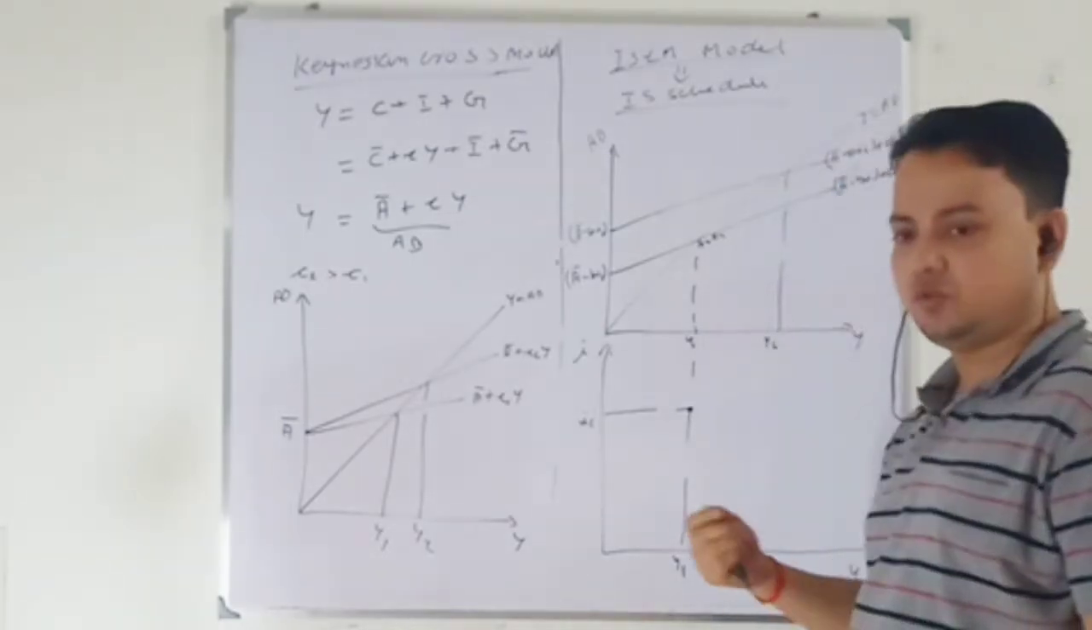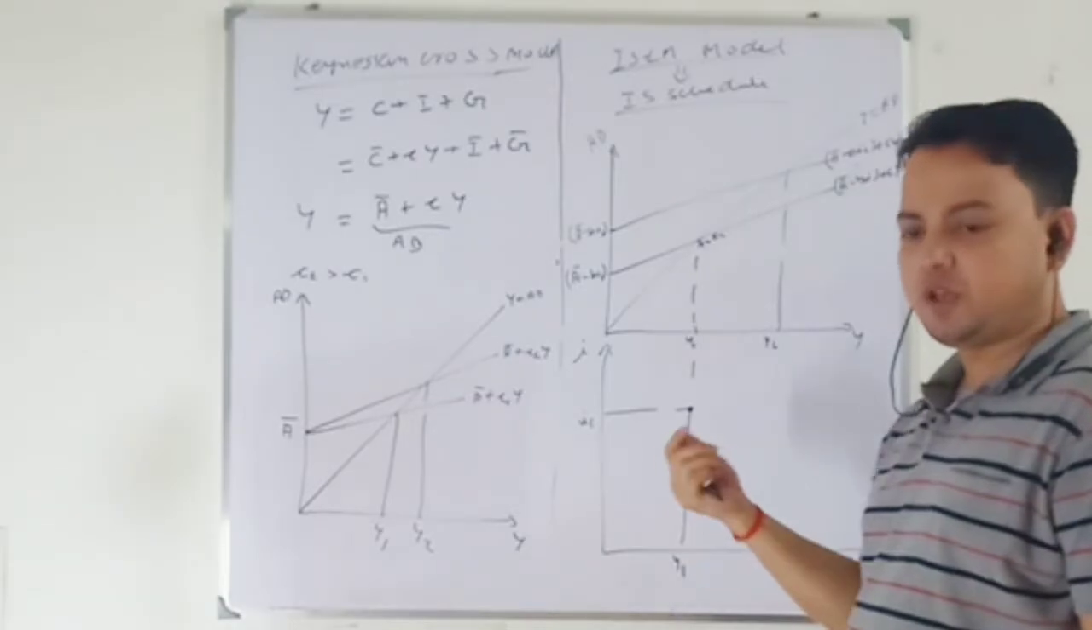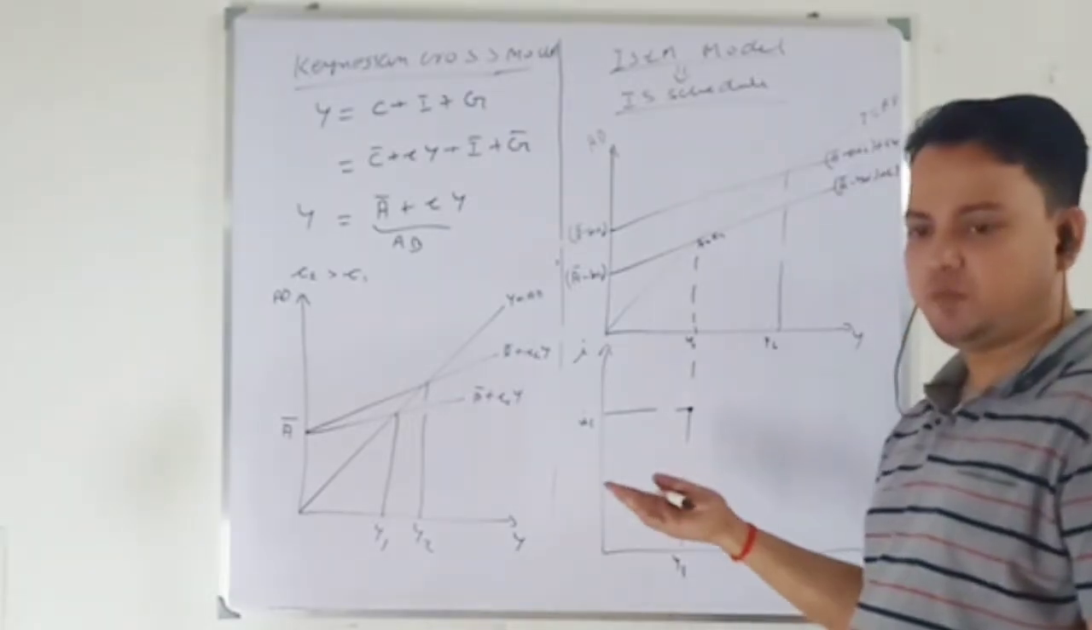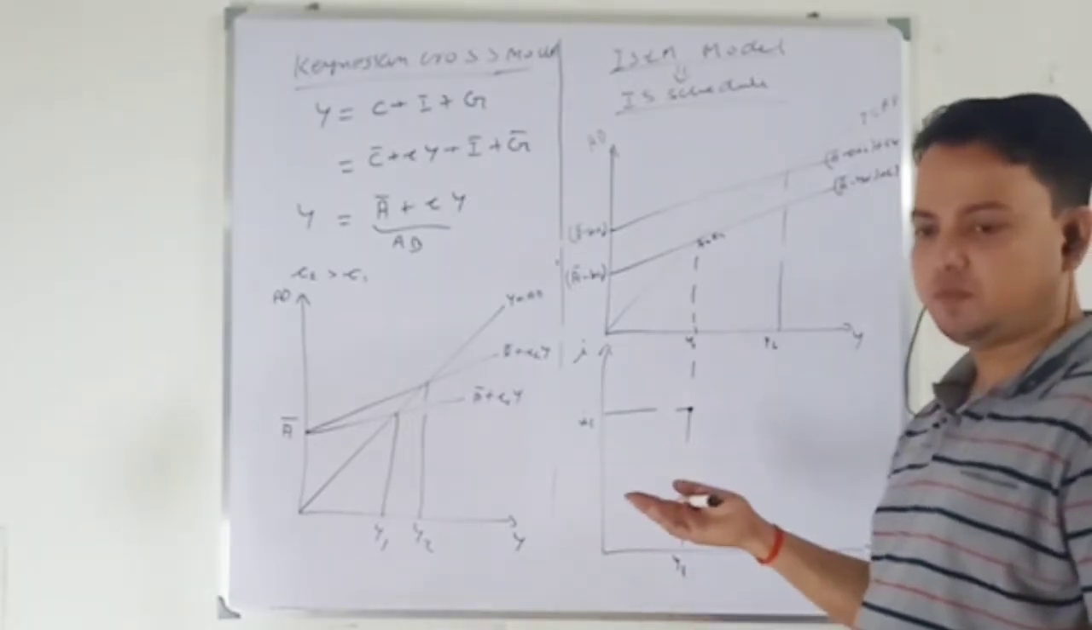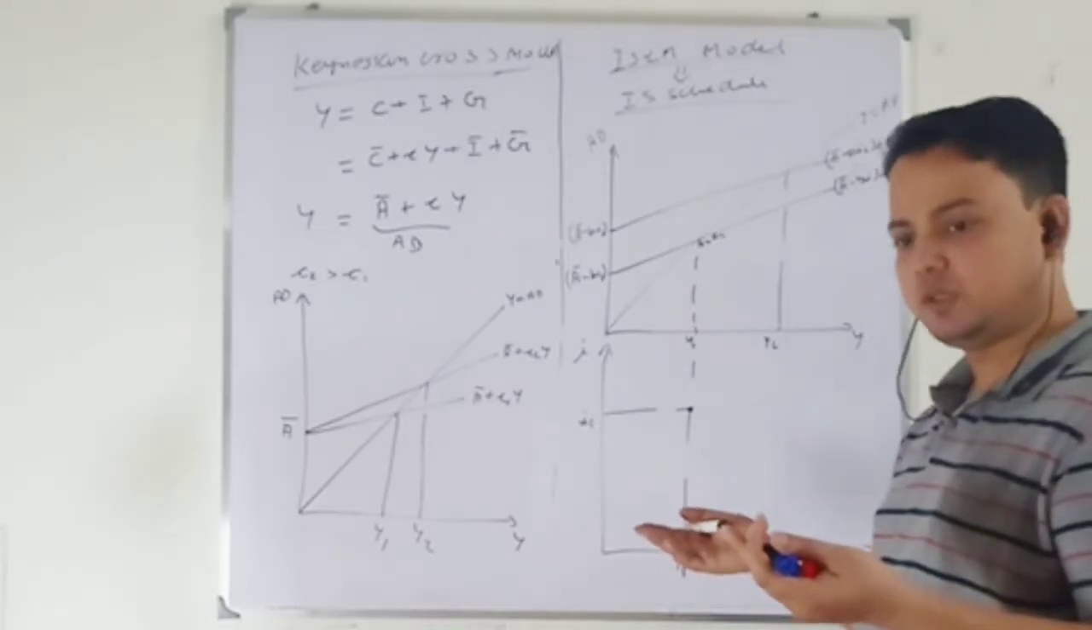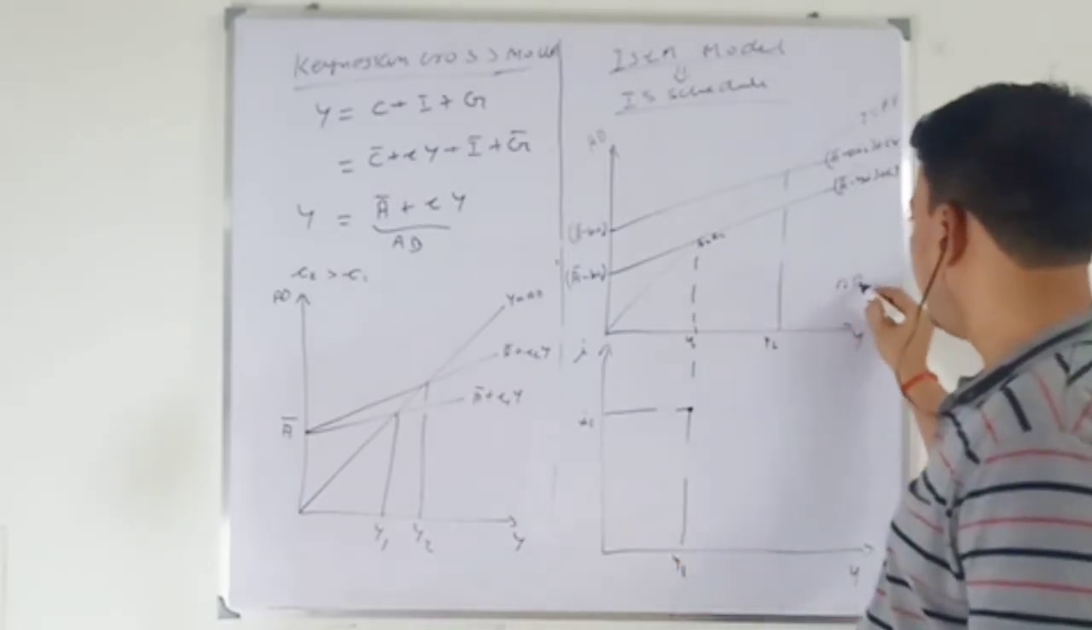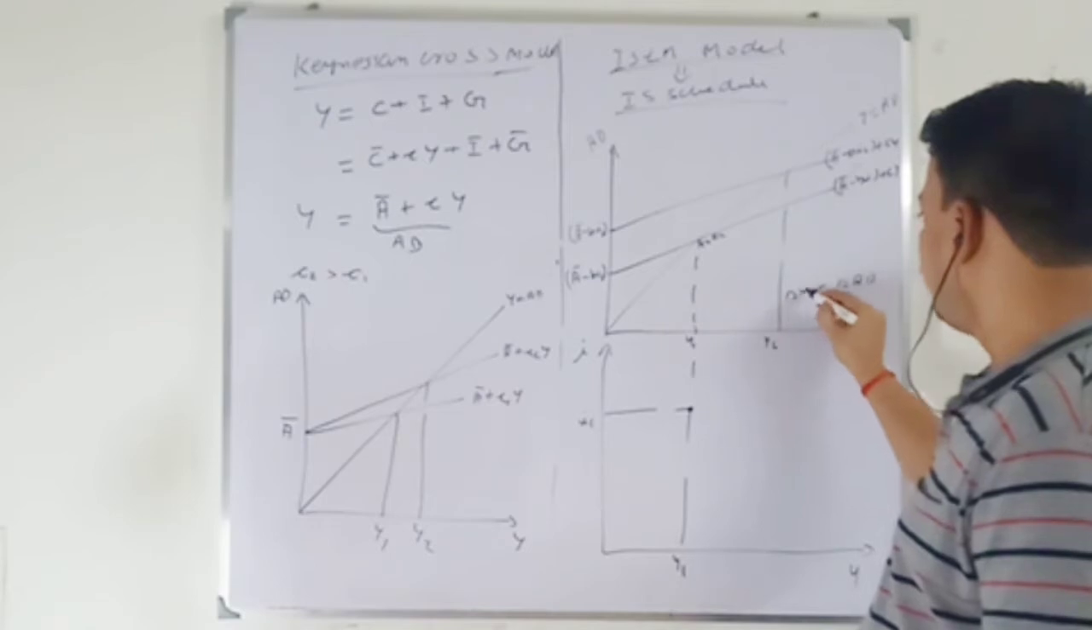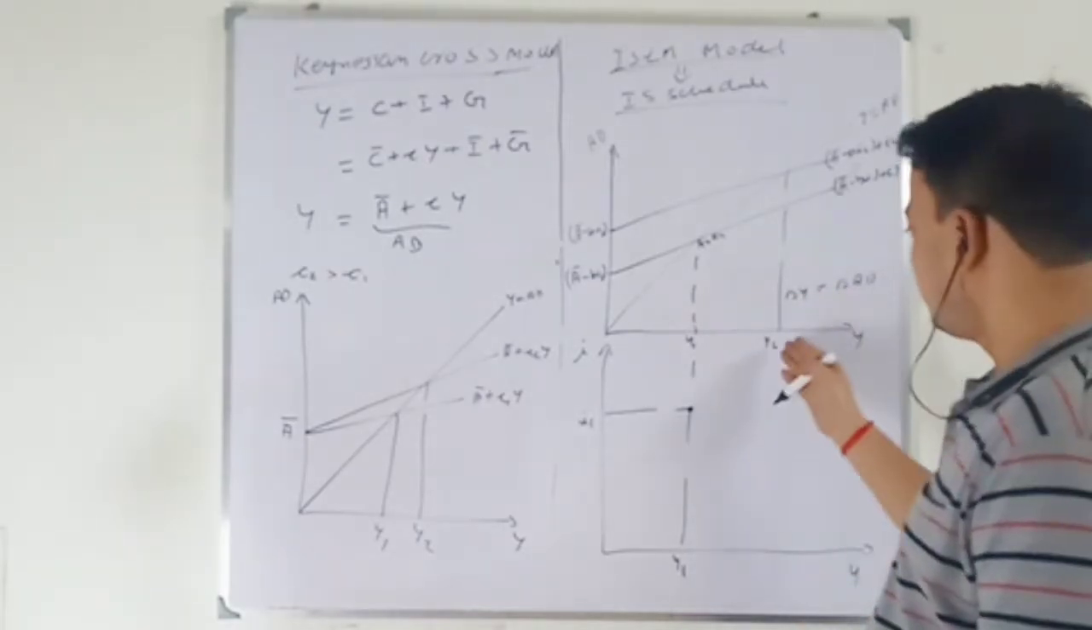When rate of interest is low, cost of capital will be low, then there will be more investment. When there will be more investment, there will be more aggregate demand. That means change in aggregate demand will be higher in equilibrium. Change in demand will be equal to change in the output. Then output will be more.